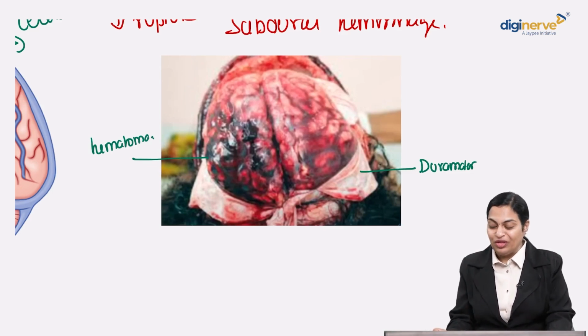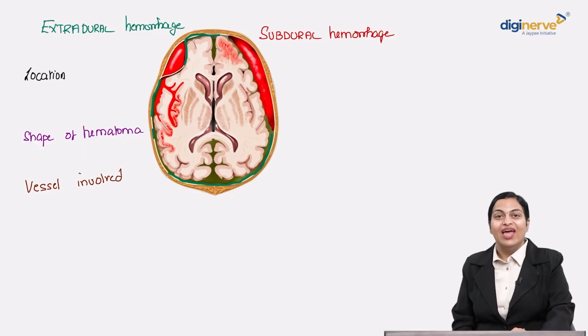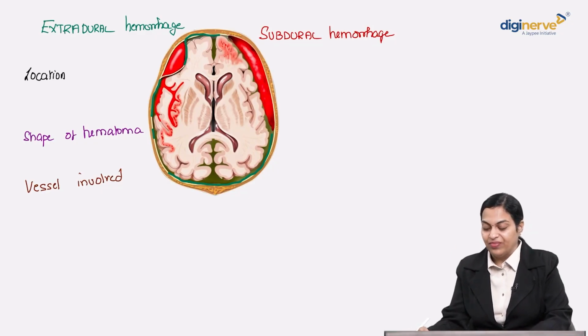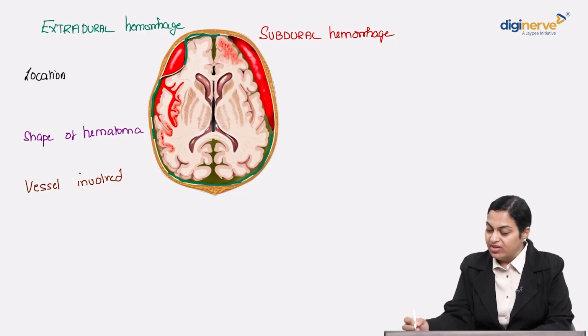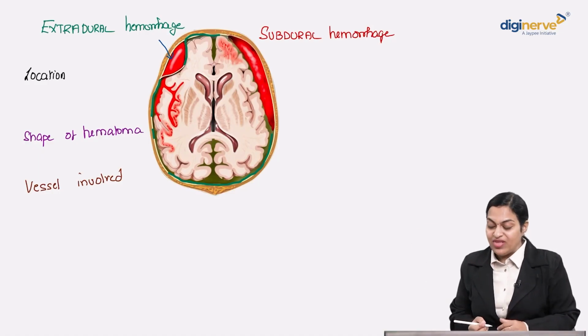Due to rupture of the bridging veins or the cerebral veins. So this is again a very frequently asked question. Extradural hemorrhage, epidural hemorrhage and subdural hemorrhage in the image given here, right? So here, this is the extradural hemorrhage. And where do you see it's located?